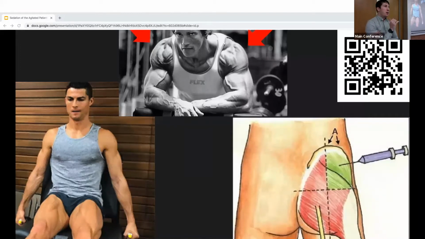Some other things to consider. So why IM versus IV? IV is more dangerous. This is an agitated patient, so there's a danger to the staff who's putting in the IV as well as the patient. So generally, you want to do one shot. So IM would be the way to go. If they need the IV, obviously you can put that in after they're sedated.